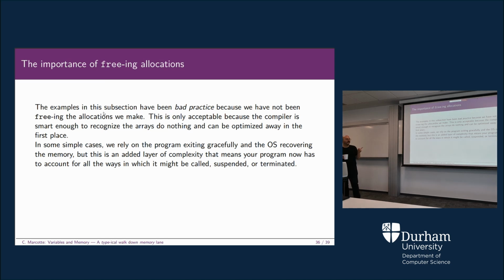It also means that your program has to account for all the ways in which it might be called, suspended, or terminated. On a modern computer, it's not just running your C program. It's running a million other things. You've got Teams and maybe Discord. You're running a web browser, which is doing all manner of horrors. You should make sure that your code, your little C program, is as correct as you can feasibly make it. If you're using malloc or calloc or realloc, that means freeing the memory that you are allocating.